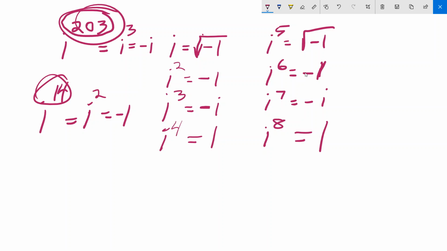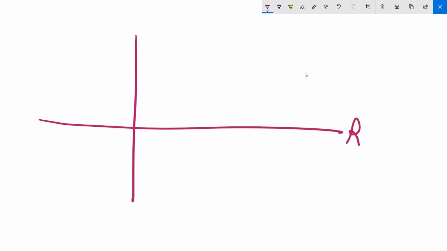So i to the 12th, you can pull out all of them. There is no remainder. That means it's equal to 1. Anytime it's a perfect multiple of 4, then it's just 1. And you know what? That's it in terms of imaginary numbers. It's really not that broad of a subject. There's one other part. Maybe they've taught you, maybe they haven't. And that's graphing them. No, we haven't gone over that.